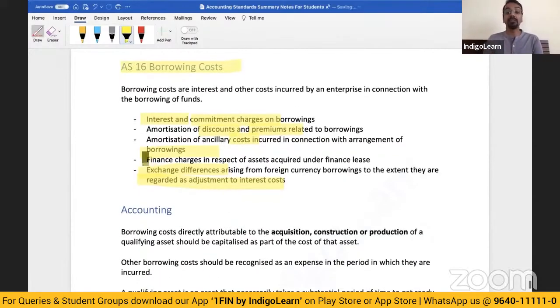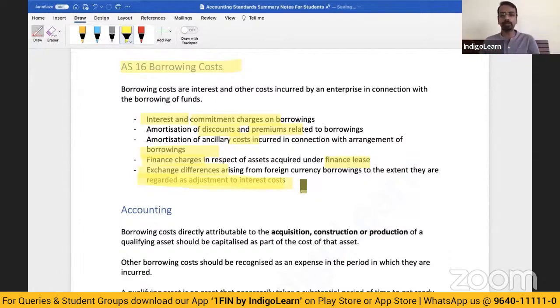And if you have acquired an asset under finance lease, you'll understand that in group 2 AS19, finance charges in relation to these assets are also called borrowing cost. Now, what do we do with this borrowing cost? Borrowing cost, if it is in relation to a qualifying asset, then you will capitalize. Otherwise, you will expense. That is the treatment. And one aspect I told you in the beginning, exchange difference arising from foreign currency borrowings, to the extent they are regarded as adjustment to interest cost, even these are called borrowing cost.